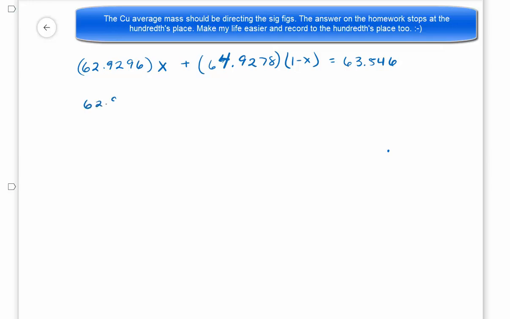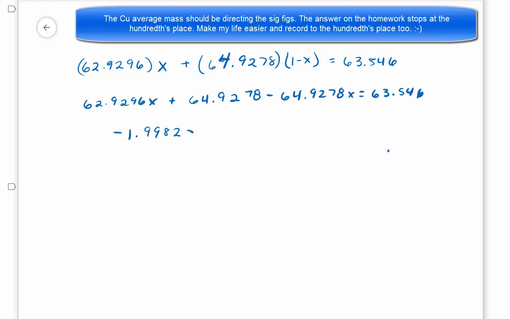So 62.9296X plus, and I'm going to distribute this around, 64.9278 minus 64.9278X, and that's going to be equal to 63.546. We combine our like terms, and it's okay that I have a negative. So 62.9296 minus 64.9278. I'm combining my X terms. Negative 1.9982X is going to be equal to, I'm going to take this number here and subtract it from both sides.